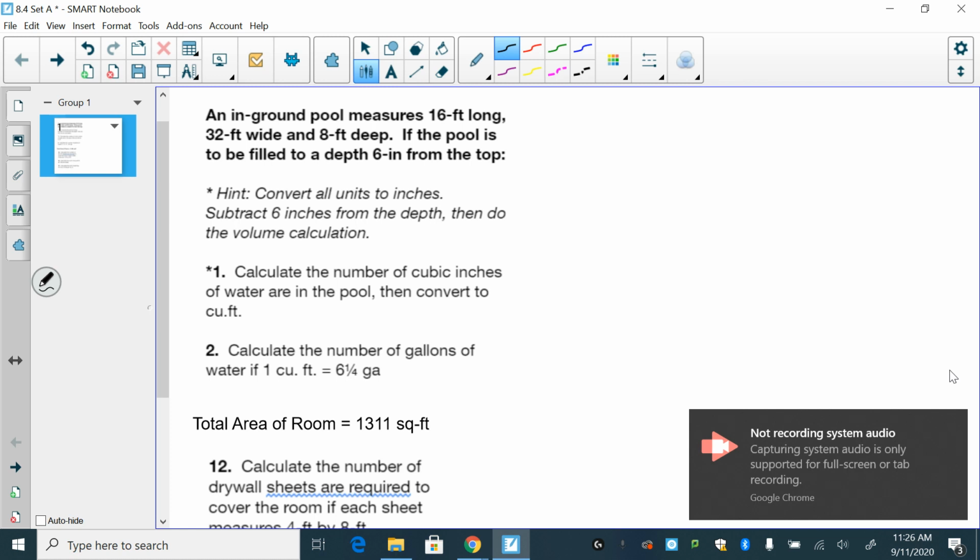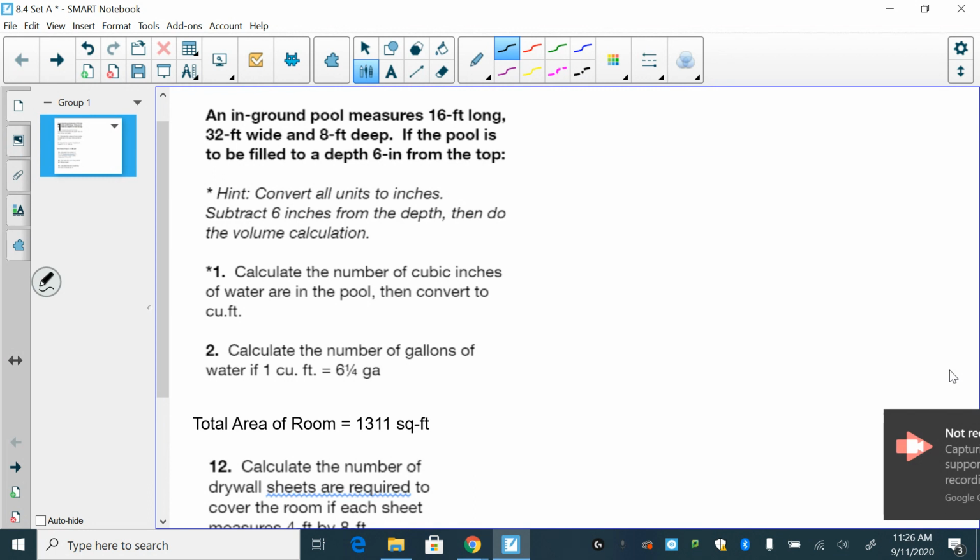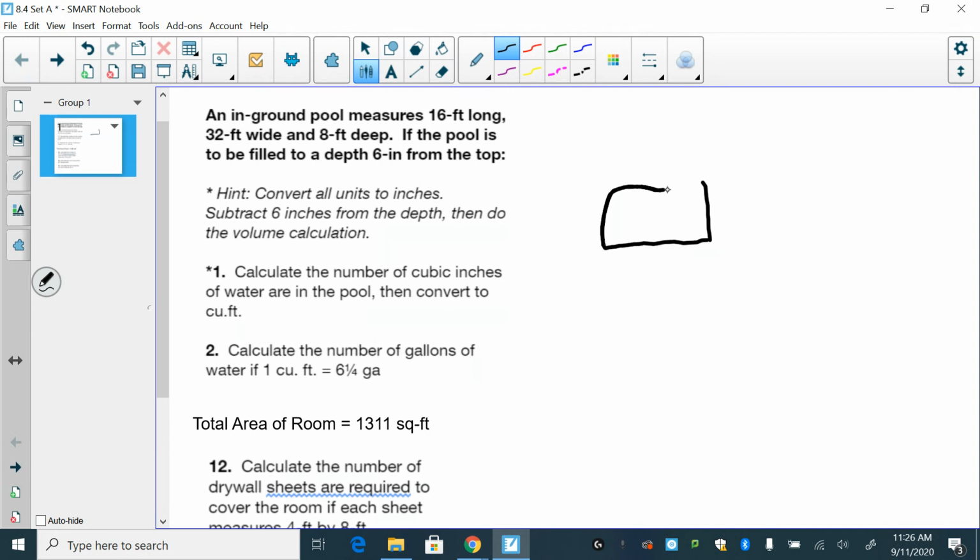An in-ground pool measures 16 feet long, 32 feet wide, and 8 feet deep. So let's make a little rectangular prism here. So I'll go something like this, and you want to make it 3D. So let's just say something like this. So we've got 16 feet long, 32 feet wide.